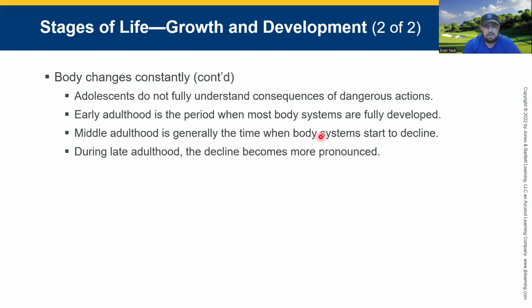Adolescents do not fully understand the consequences of dangerous actions. Early adulthood is the period when most body systems are fully developed. Middle adulthood is generally the time when the body systems start to decline. That's where I am right now. During late adulthood, the decline becomes more pronounced.